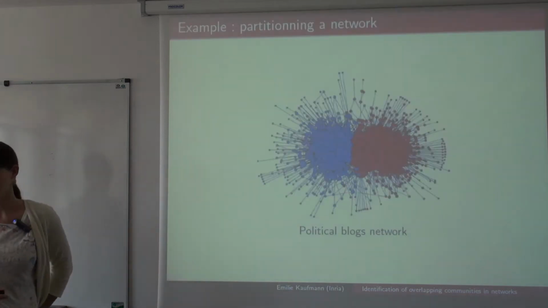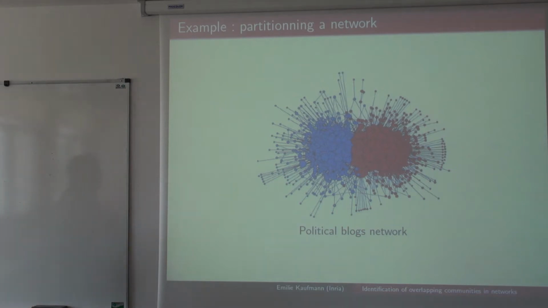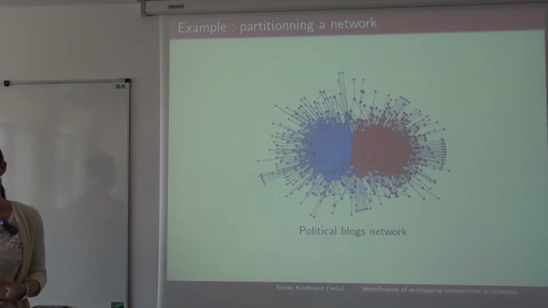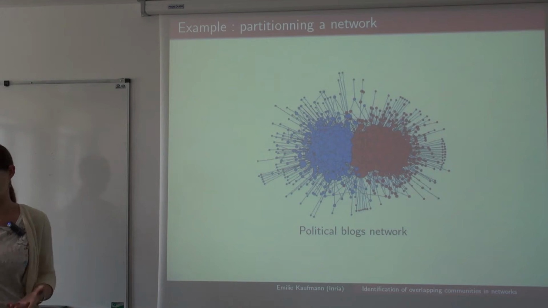So first, what is a community? The problem in the community detection literature is that there is no clear definition for a community, but we will think of it as a group of nodes in a network that are more connected within themselves than with the rest of the network.